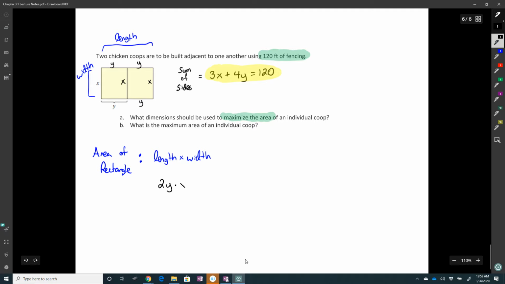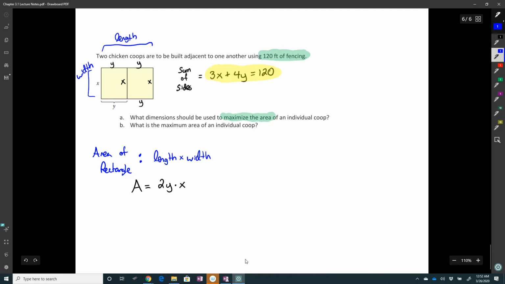Now, notice that the formula for the area will change based on your shape. This one has a different number of x's and y's, so it's going to be a little different. But anyway, I have two equations. I have A is equal to 2yx.